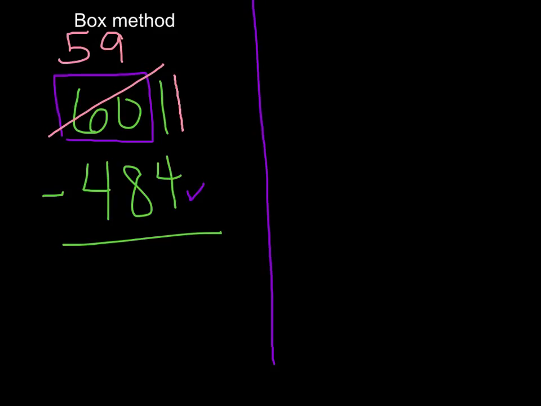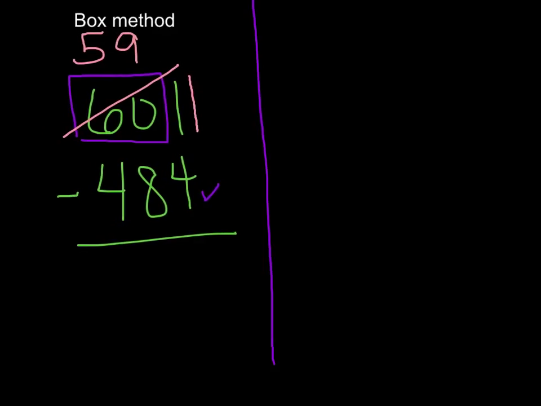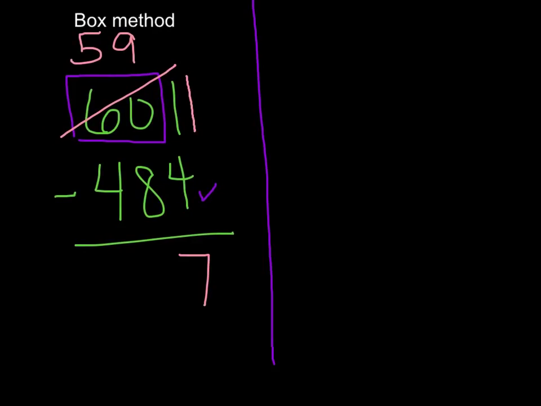So 11 minus 4 is 7. Okay, 9 minus 8, bottom's not bigger, so I can just subtract. 9 minus 8 is 1. 5 minus 4 is 1.